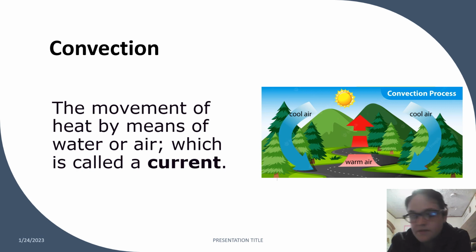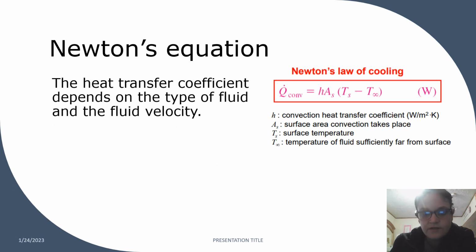There's 4 different types of convection applied through density differences. Natural convection, forced convection through pressure, and then you can use boiling and condensation to promote heat flux as well. Here's Newton's equation. You can use that to find the heat transfer coefficient depending on the type of fluid and the fluid velocity.